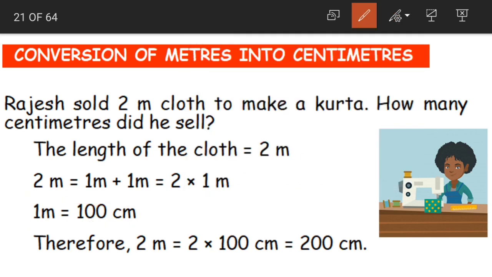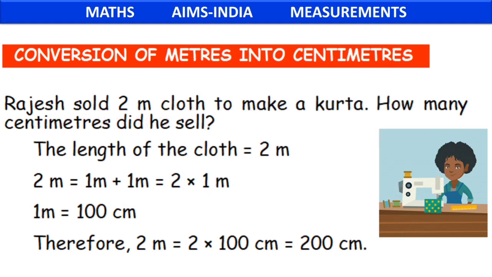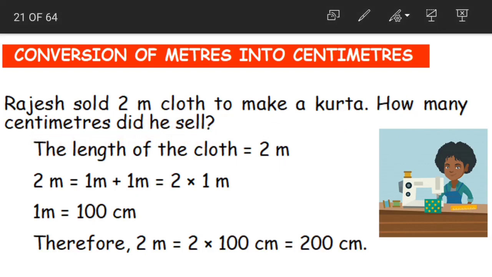Yes, if you look at the question here, Rajesh sold 2 meters cloth to make a kurta. How many centimeters did he sell? What are they saying? Rajesh here sold 2 meters of cloth to make a kurta. Kurta is nothing but the top, children. Okay, we wear a pant under top, right? So the top is called as the kurta. Now how many centimeters did he sell?